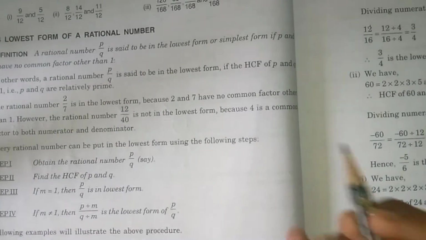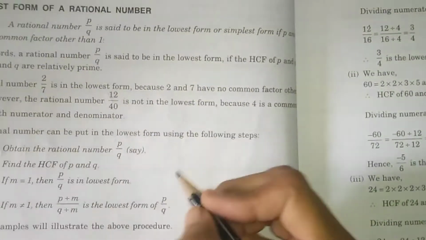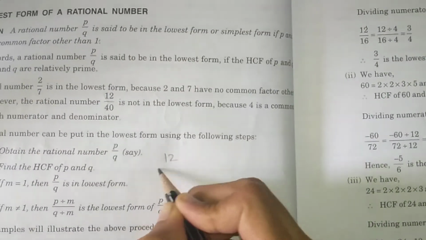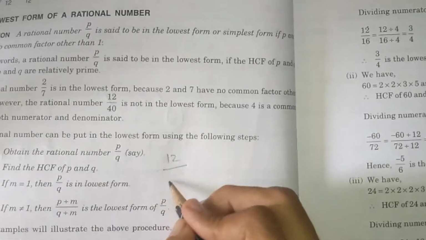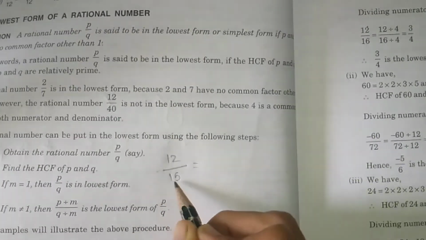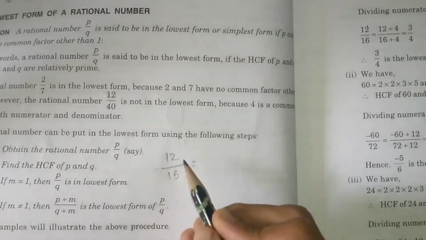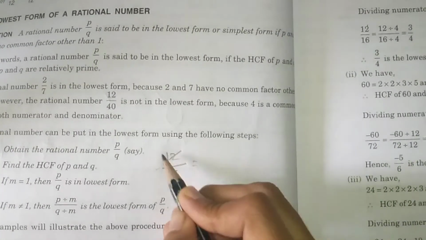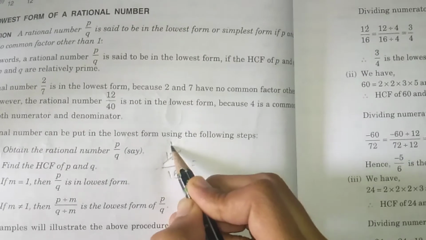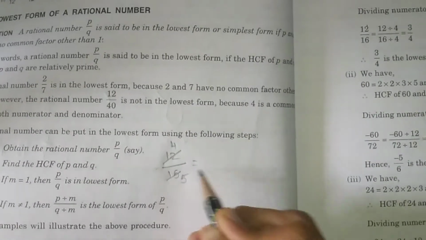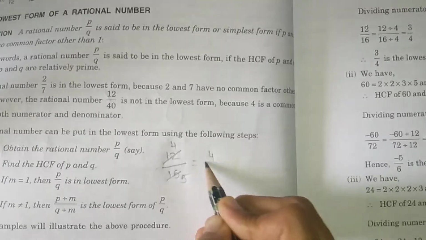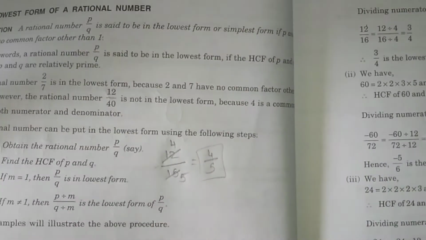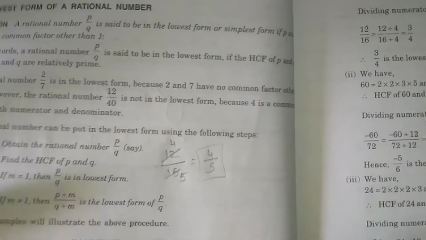The definition wants to say that if you are given 12 upon 15, we have to do it in the lowest form, so we have to cancel it. 12, 3 4s are 12 and 3 5s are 15, so 4 upon 5 is the lowest term of 12 upon 15. So let us see Exercise 4.3.